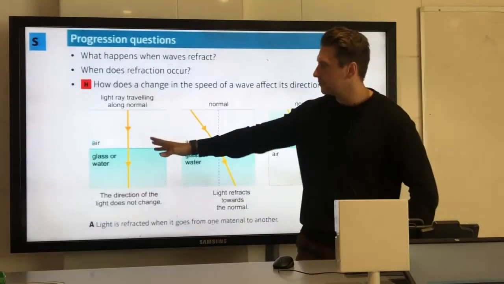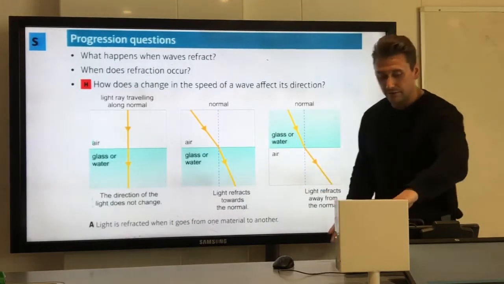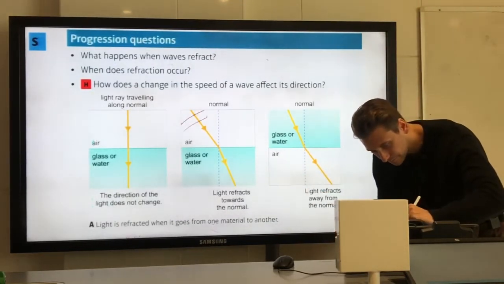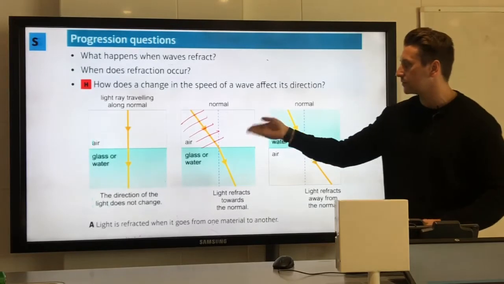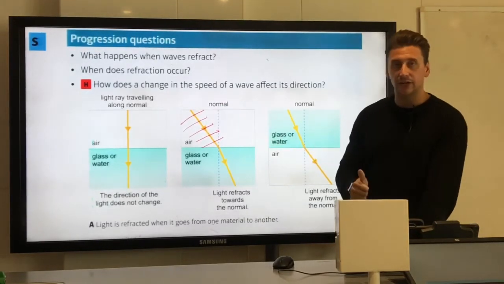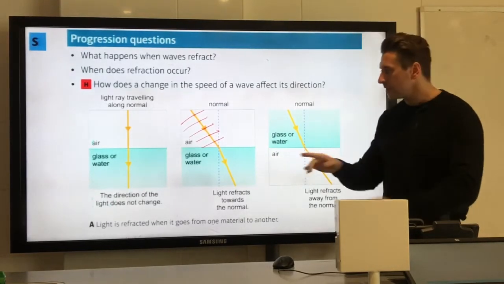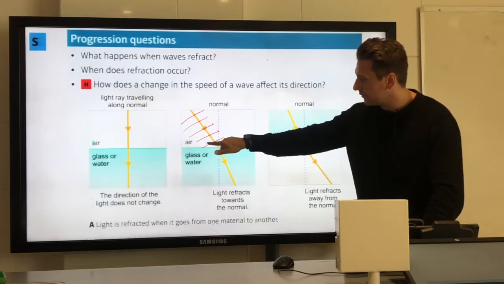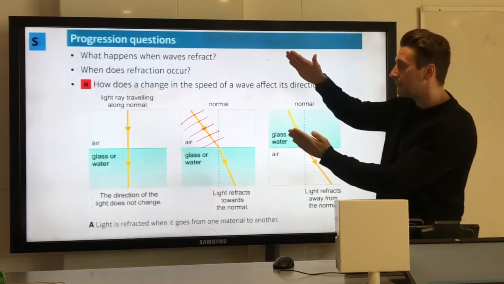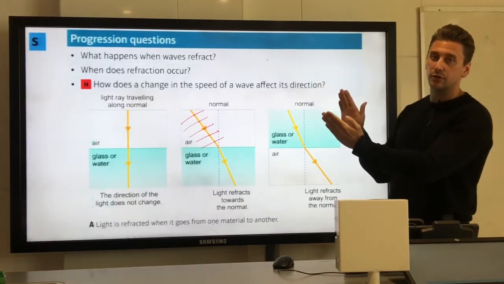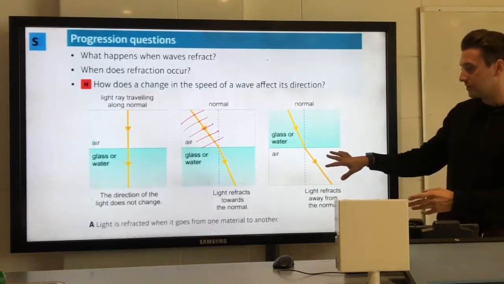So going back to the light, in this example you only have the ray, you don't have the wave fronts. But if I were to draw on those wavefronts there for the light, as you can see we've got the parallel wavefronts coming in. It's coming into the boundary at an angle. It's coming from air to glass or water, which means it's going to slow down. This part of the wavefront slows down first. This side of the wavefront carries on for a short period of time at a faster speed. That means it turns the light ray towards the normal. So if they slow down, they turn towards the normal. If they speed up, the same thing applies.